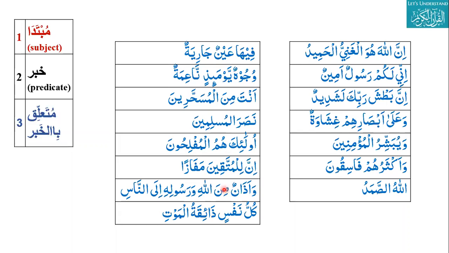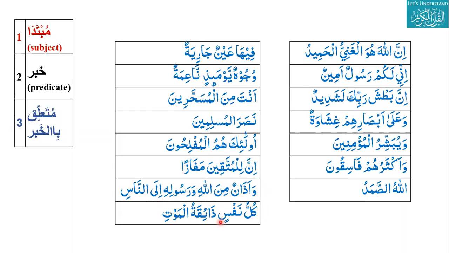Wa azanun min Allahi wa rasulihi ila nasi. Here wa azanun is mubtada, min Allahi is jar majroor, mutallaq bil khabar. Min rasulihi is also mutallaq bil khabar. Ila nasi is also jar majroor, so this is mutallaq bil khabar. This I have learned last week.